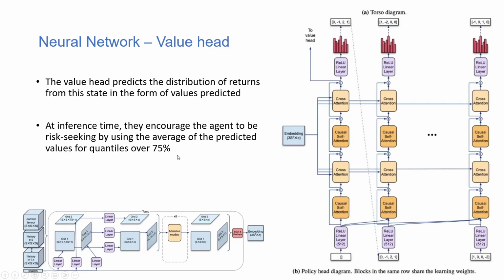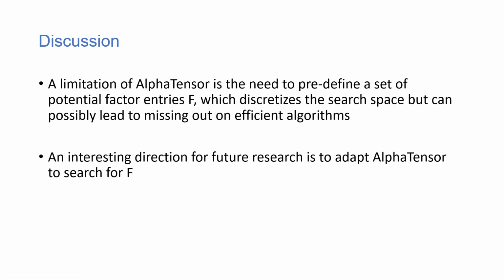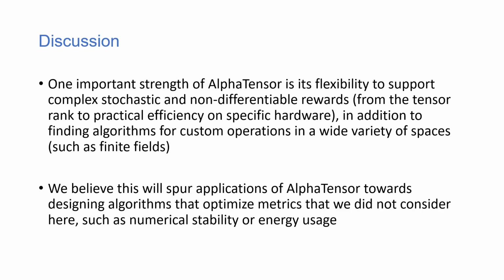A limitation of AlphaTensor is that it has a discrete set of factor entries: -2, -1, 0, 1, and 2. And of course you need that, because otherwise the state space will be huge and probably it will not be able to converge. But you might also be missing out on algorithms that could be better than the ones they found. So a future research direction could be to find this optimal set of factors for the decomposition.